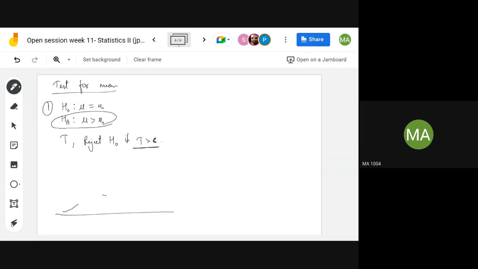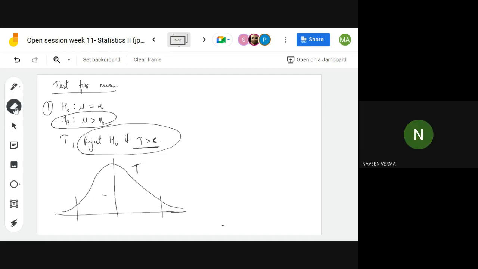When you solve for this alpha, you will have this graph, and this graph is for basically this T. So what is the test? Test is reject H0 if T is greater than C. So let's say this is your C. So T greater than C means this area. Correct? This is your alpha.